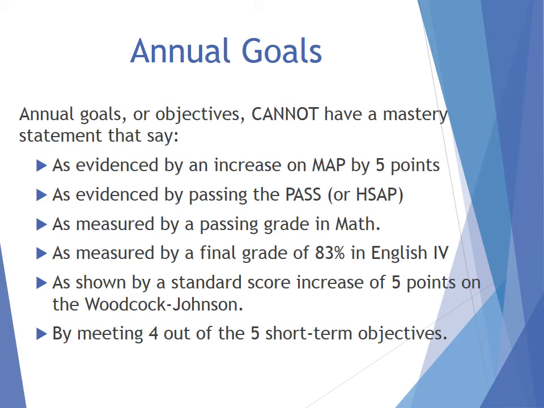For all the measurements above, MAP, PASS, whatever exit exam we'll be using now, grades in class, the Woodcock-Johnson, the scores reflected a global score and not a specific skill deficit. A RIT score cannot tell you if the child can tell time on a clock. The MAP, the PASS, and the HSAP and the Woodcock-Johnson are not meant to be given 4 times a year, which is at least how often we need to be measuring goals and sending home progress reports.